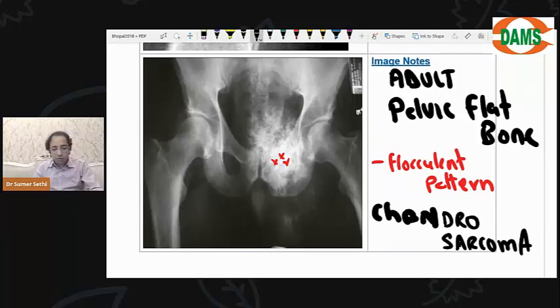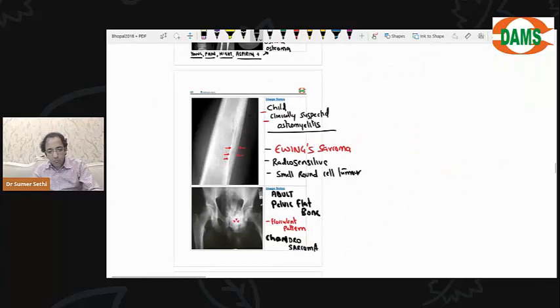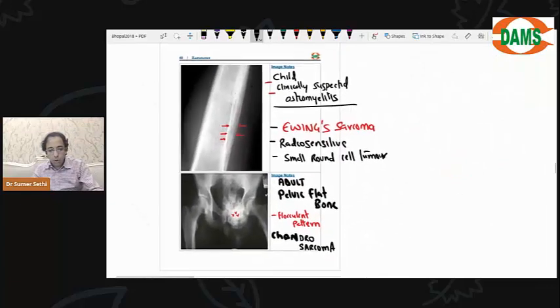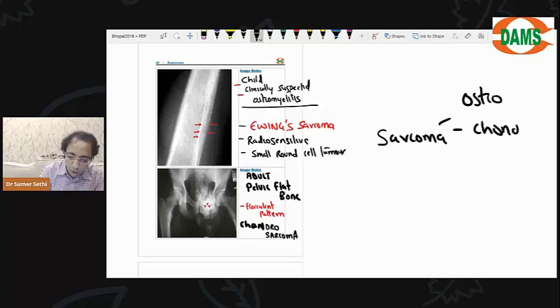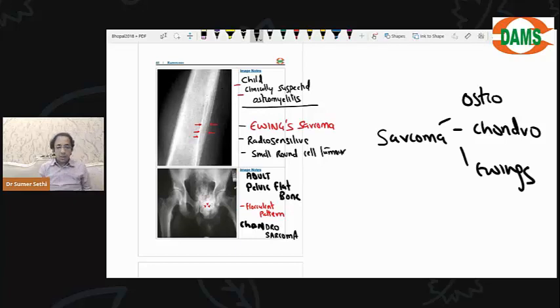Okay, now any one of you can answer now. Do you realize that my goal was to show you 3 sarcomas in the beginning? The 3 sarcomas that we have seen today are osteosarcoma, chondrosarcoma, Ewing sarcoma. Did you realize osteosarcoma was looking very white, very dense because of the osteoid.